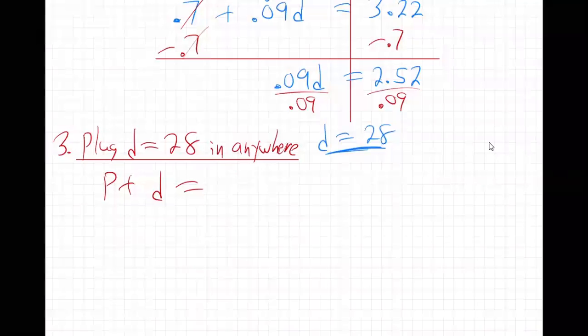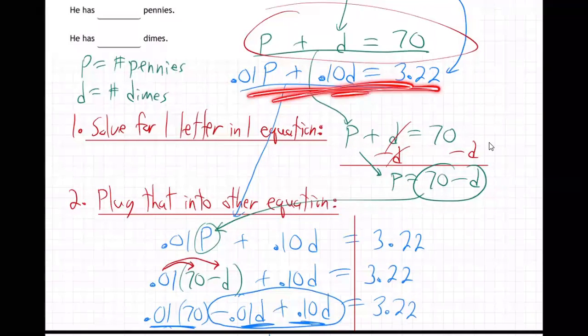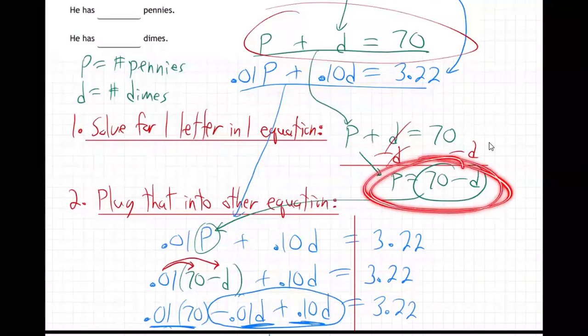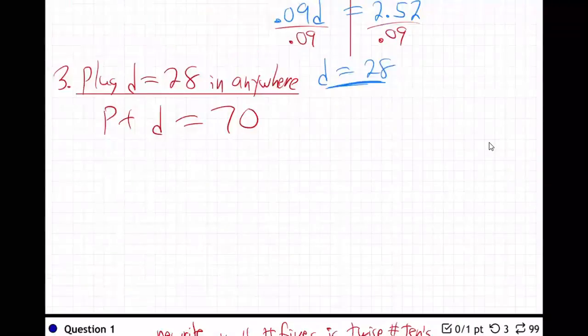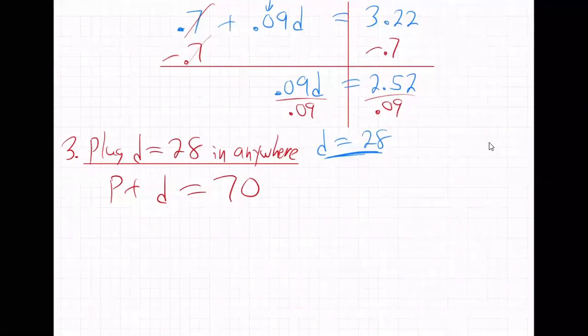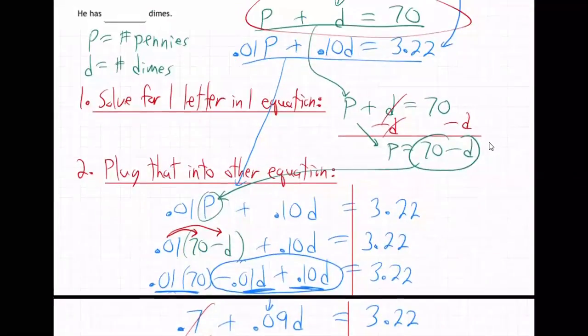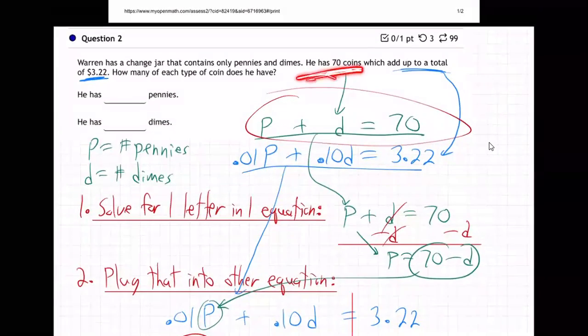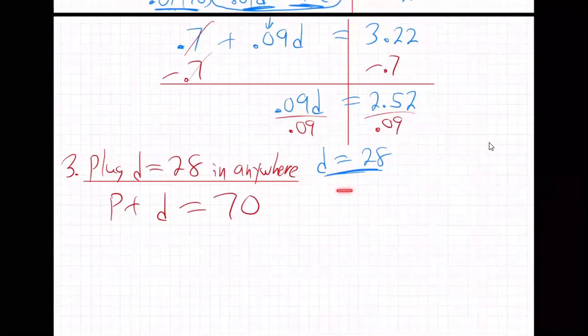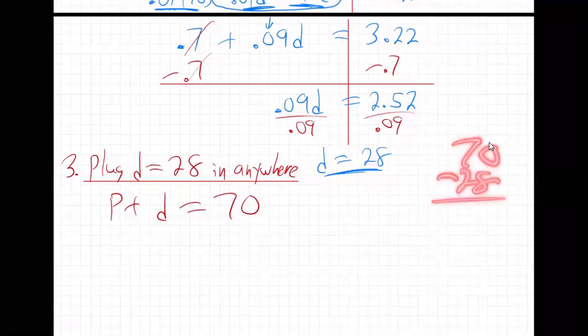I'll just go with that one. P plus D equals 70. You could have used the other equations. It doesn't matter. You could have used this one. That'd be a big pain. This would actually be even easier. P's already alone there. Doesn't matter. Use any of them. Or really, you could just subtract, couldn't you? Do you realize that? You probably realize that. There's 70 coins total. So we know there's 28 dimes, so just subtract from 70. 70 minus 28 is going to be 42.